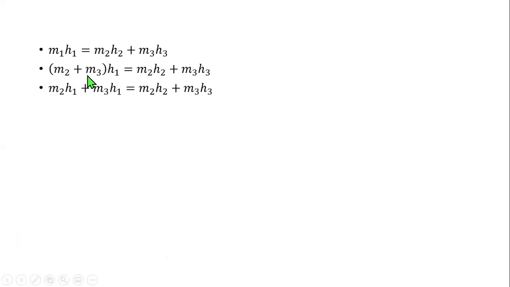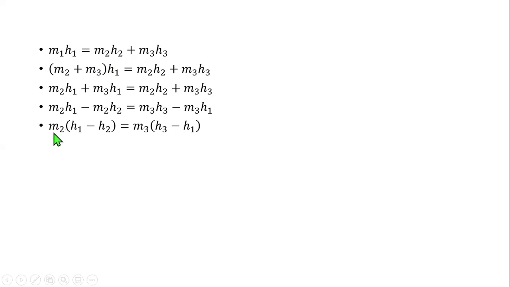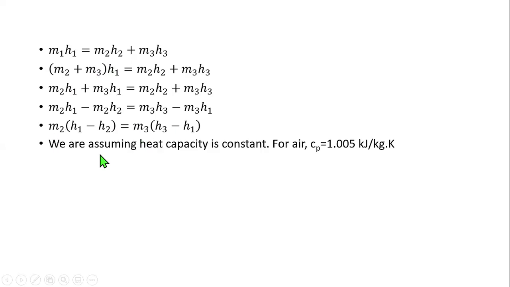So I can expand that further to have M2H1, M3H1, and I can now group like terms. Everything with M2 goes to one side, everything with M3 goes to one side. I can factorize M2 and M3 out. Now we are assuming that the heat capacity is constant. So for air, the Cp of air is 1.005 kilojoule per kilogram Kelvin. When we're looking at a change in enthalpy, remember we also said this when we were looking at the first law, H1 minus H2, or the change in enthalpy. If we are dealing with constant heat capacity, we can represent it with Cp times the change in T, right?